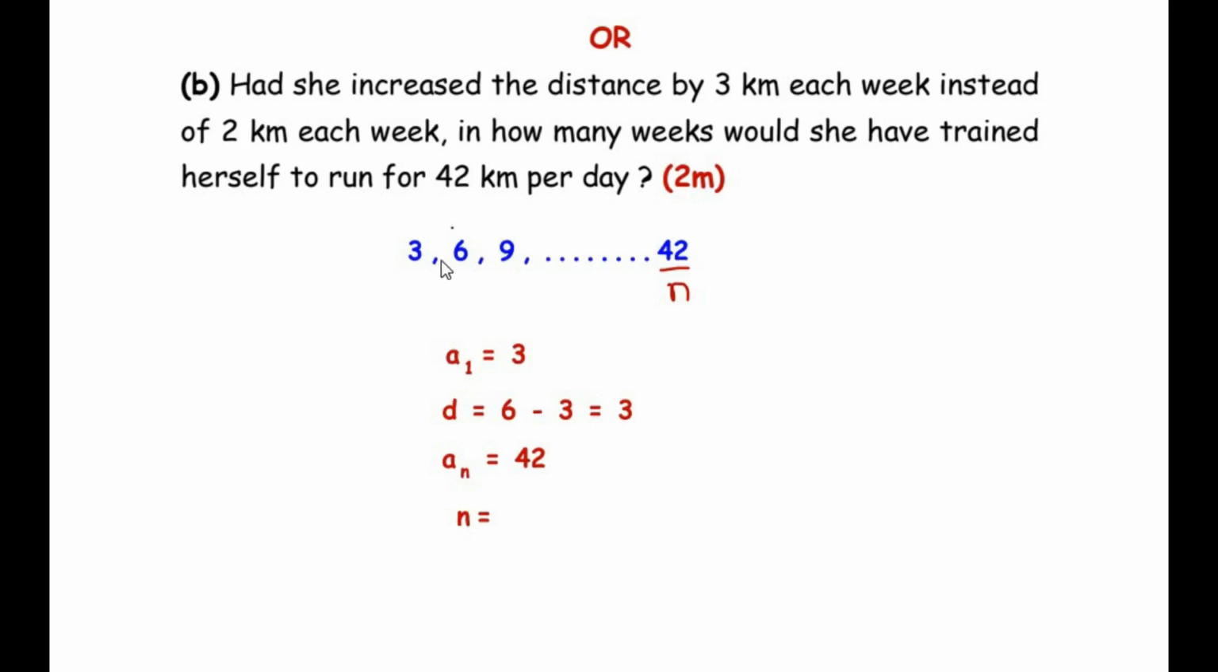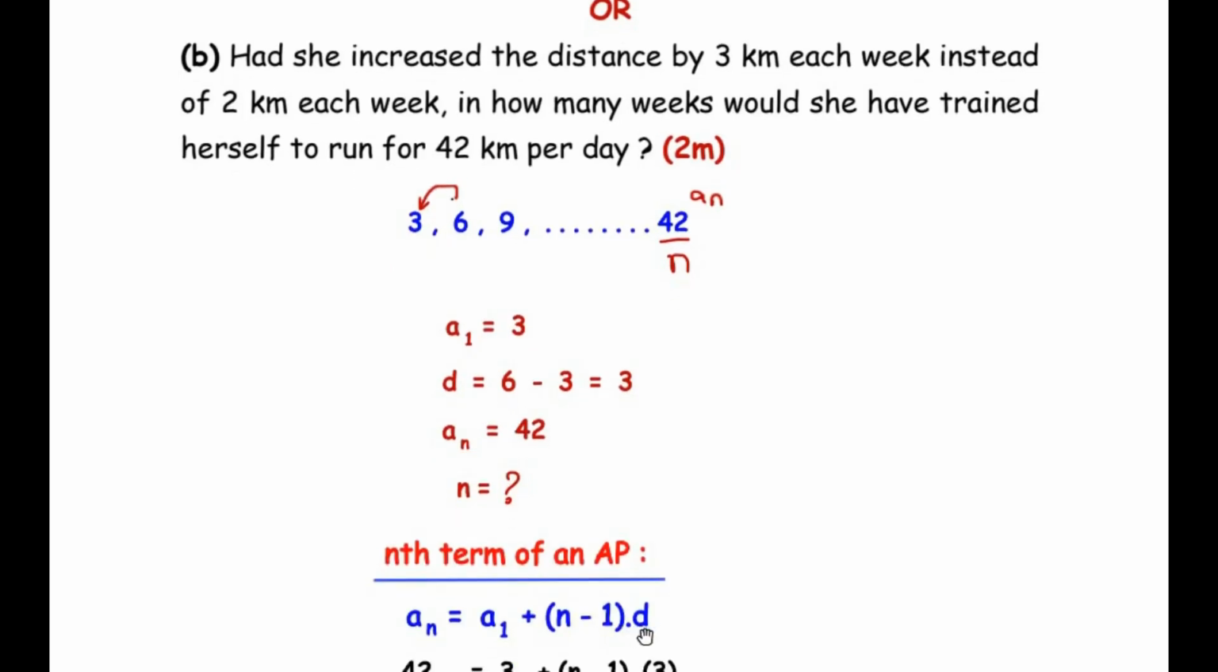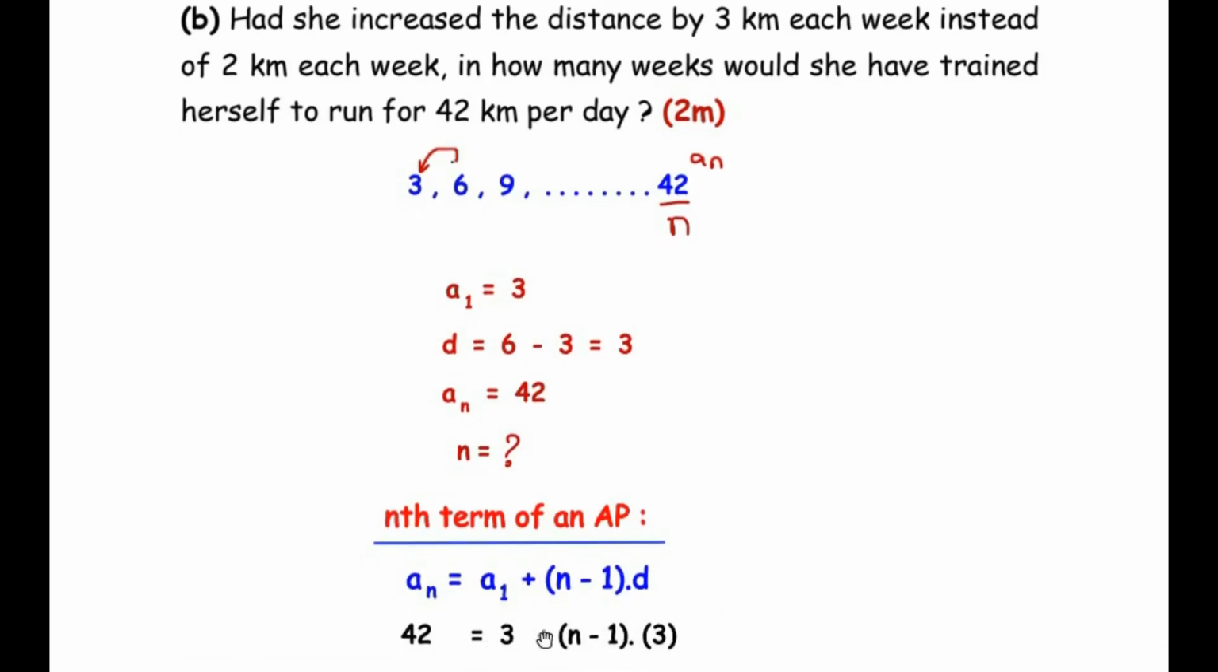Now a1 is the first term of our new sequence, which is 3. d is the common difference, that is second term minus the first term. So we get here 6 minus 3, which is 3. And we have the nth term, that is an, given to us as 42 kilometers. So we have written an is equal to 42. We need to find out here the nth week. So n is unknown. So to find this, we are going to use the nth term of an AP formula. So it is given as an is equal to a1 plus n minus 1 times d. Now let us plug in the values of a1, d and an in this formula. So 42 is equal to 3 plus n minus 1 times d, which is 3.